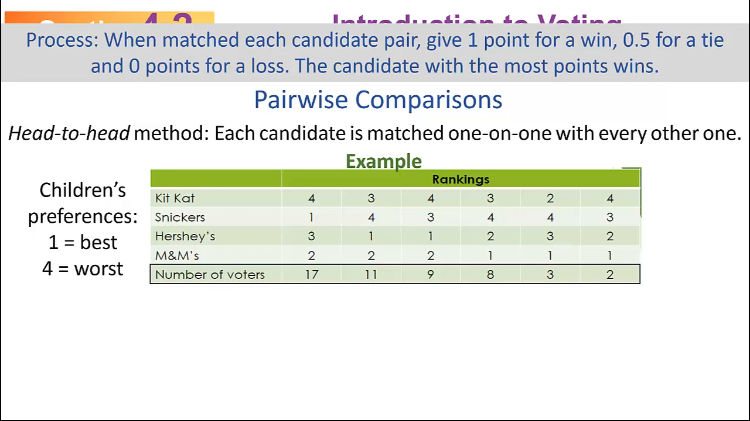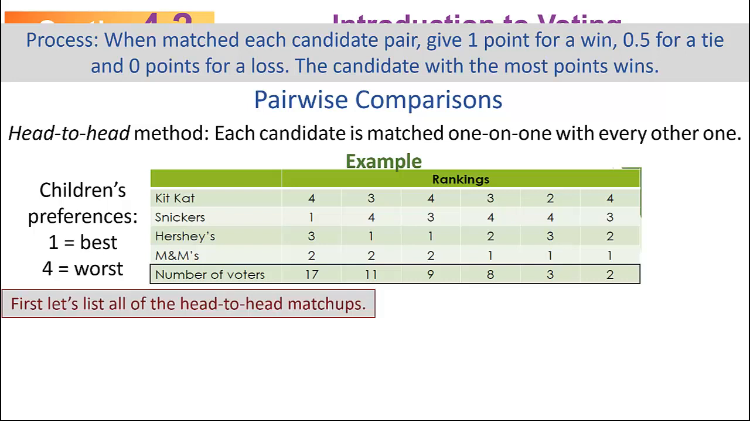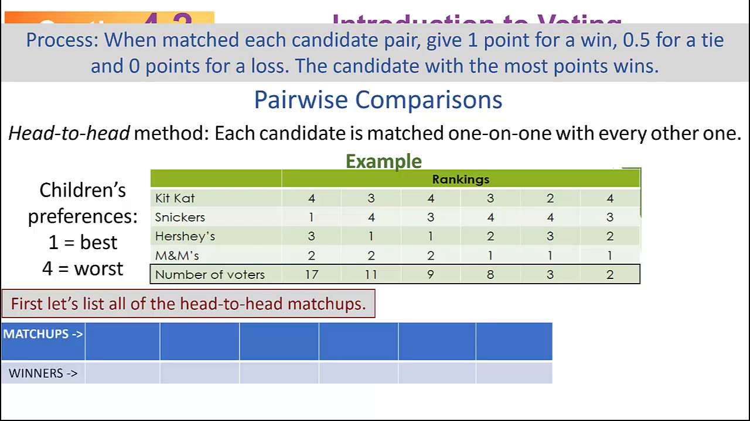We're going to pair the candidates 1-to-1, so you first have to figure out what all the pairings are. So let's list those head-to-head matchups. And you need an organized way of doing this. I would just start with Kit Kats and pair it with everything else and then move down to Snickers and Hershey's and then M&M's. So for instance, if I want to make a matchup column, the first thing I might do is match Kit Kat to Snickers. Then I'd leave Kit Kat in and match Kit Kat against Hershey's, and then leave Kit Kat in and match Kit Kat to M&M's. That's every match that would involve Kit Kat.